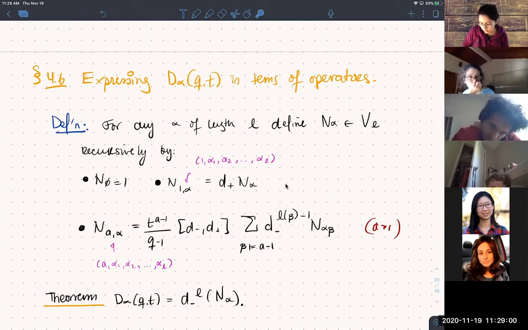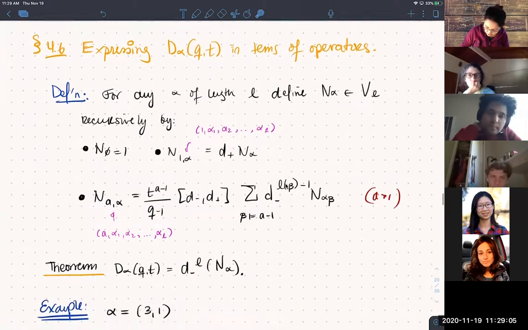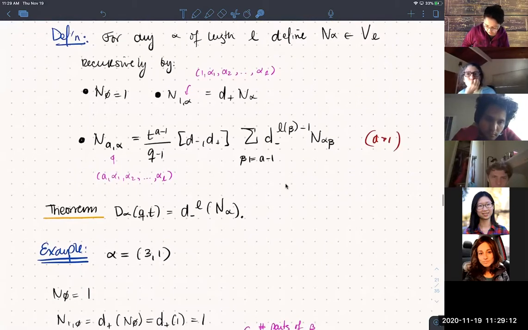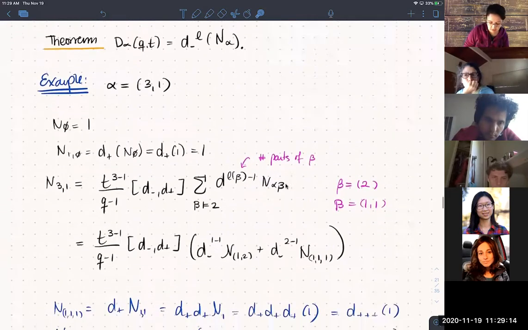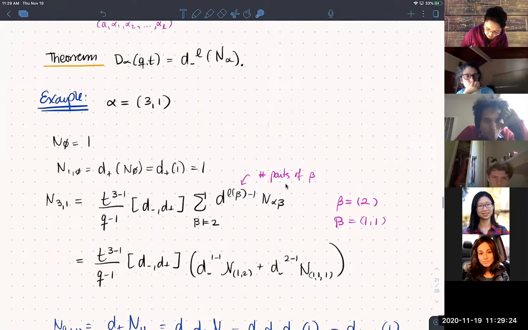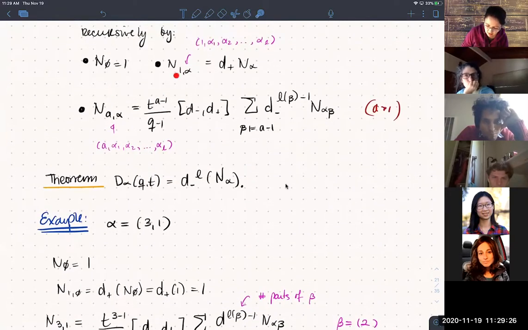Let's do an example, because I find these operators a little bit confusing by the definition. Let's do an example for alpha equals 3, 1 to see how you would use them. Step 1: n of the empty set is 1. Good. Now we're going to do n of 1. So 1 of the empty set is just applying d plus to n of the empty set. That's what this is saying: if you have 1 of alpha, you apply d plus to n of alpha. Here we're just letting alpha be the empty set.